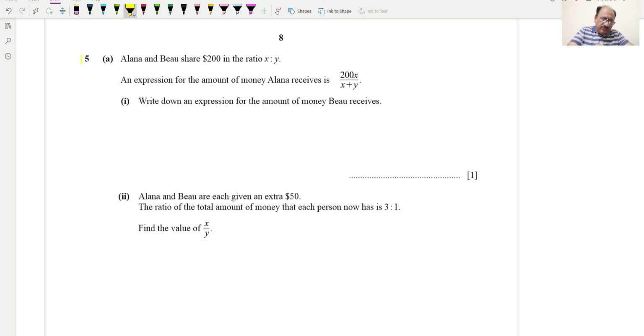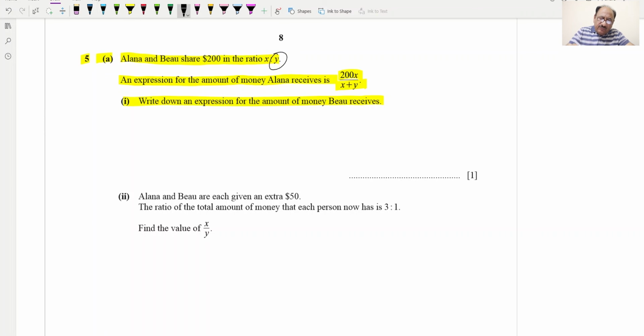Question number 5, part A says: Elena and Bu share 200 in the ratio x to y. An expression for the amount of money this person receives is this much. Write down an expression for the amount of money for the other one. So this will be what?